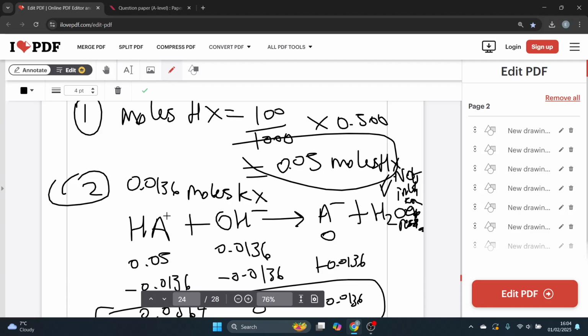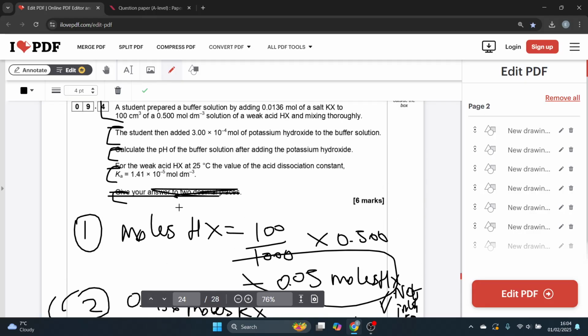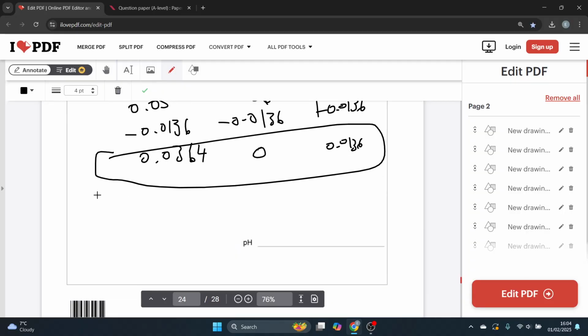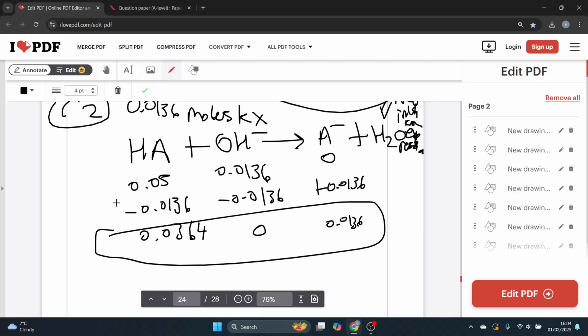Because ultimately, when we want to find out, we're going to have to construct the K expression and rearrange it to find concentration H plus. I need concentrations, not the moles. But obviously the volumes will cancel out, so let's carry on.